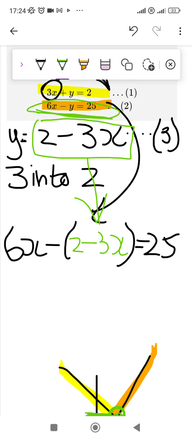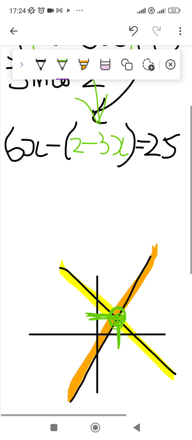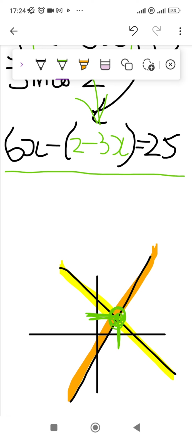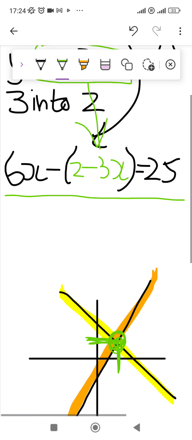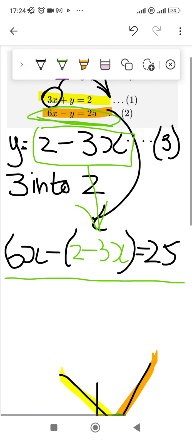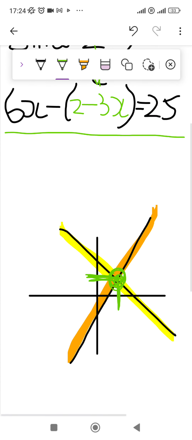So the equation that we have now is 6x minus, in brackets, 2 minus 3x, equals 25. When we look at what we started with, we've created an equation that only has one variable. If there's an equation with one variable, that means we can solve for that variable. So now we can go ahead and solve for x. Let's do the algebra so that we can actually get the value for x.